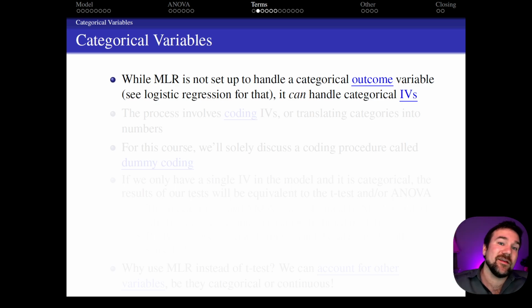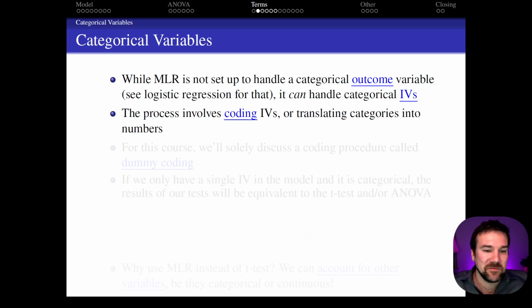And then we have a continuous outcome variable. Regression can handle that. A multiple regression can handle any situation that a t-test or an ANOVA can handle. And again, if we set up the test correctly, we'll actually get the exact same test statistic and p-value. Now, the process of implementing categorical independent variables in multiple regression involves something called coding the independent variable, or translating the categorical variable into numbers that can be put into a regression equation.